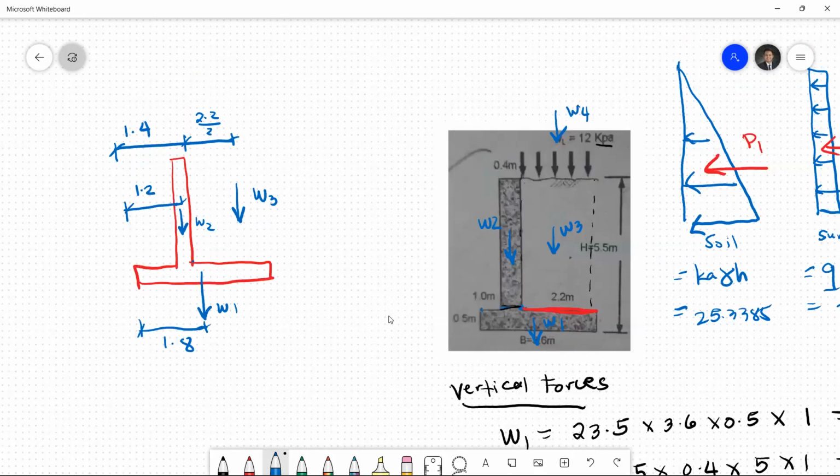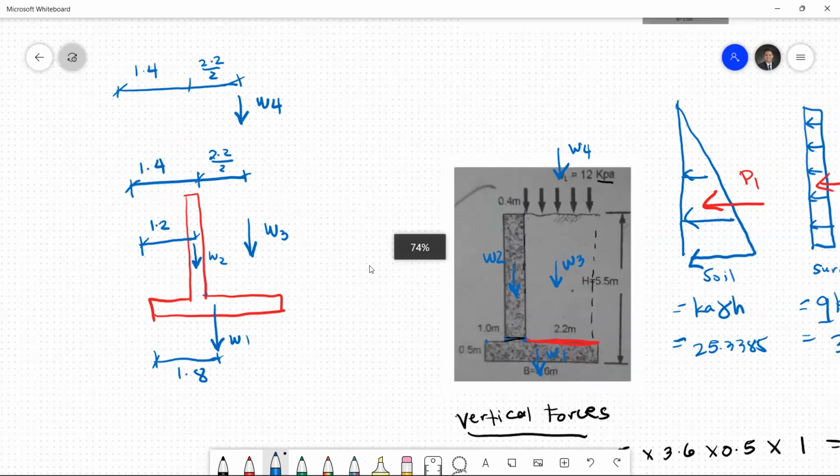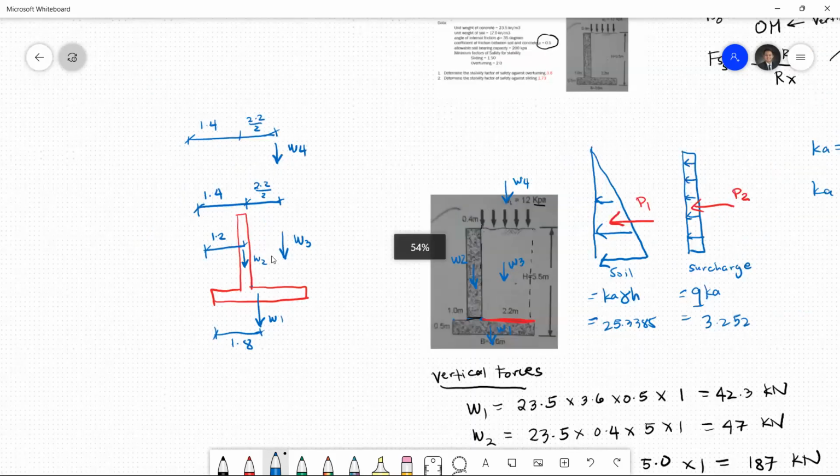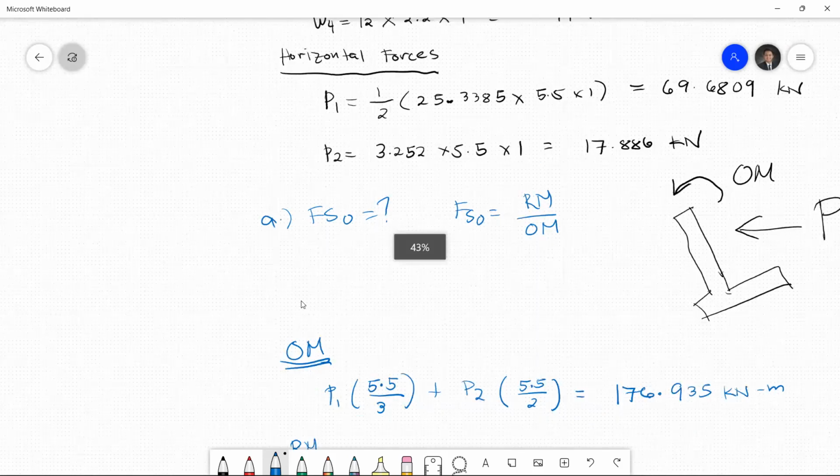Okay, then the distance of W4 is the same. So the distance of W4 also acts on this length. That is 1.4 plus 2.2 over 2. Okay, so we have all our distances. So let us write it in our solution.